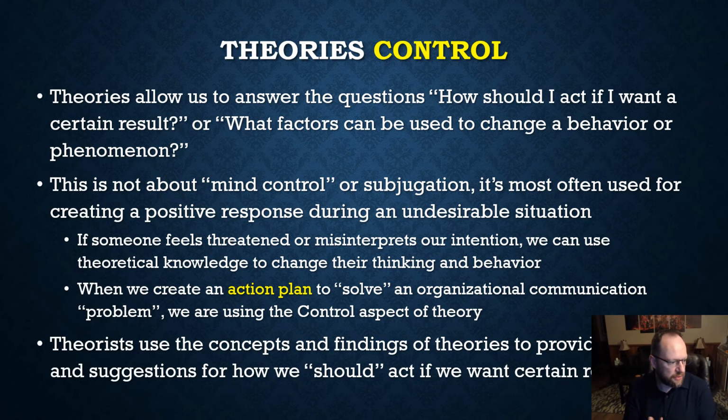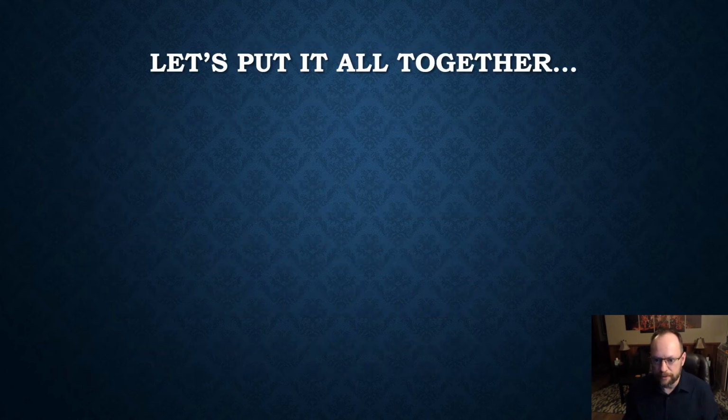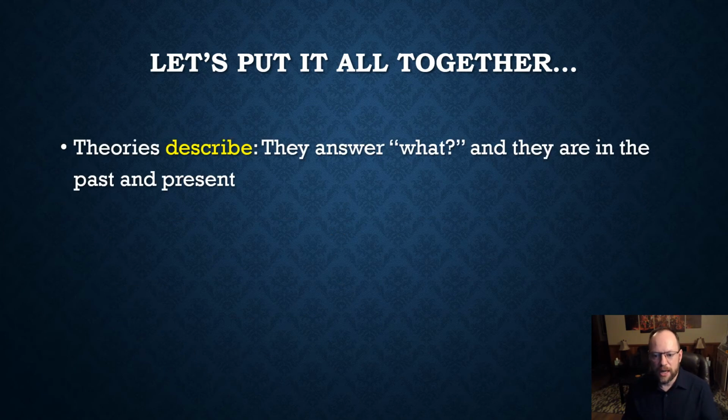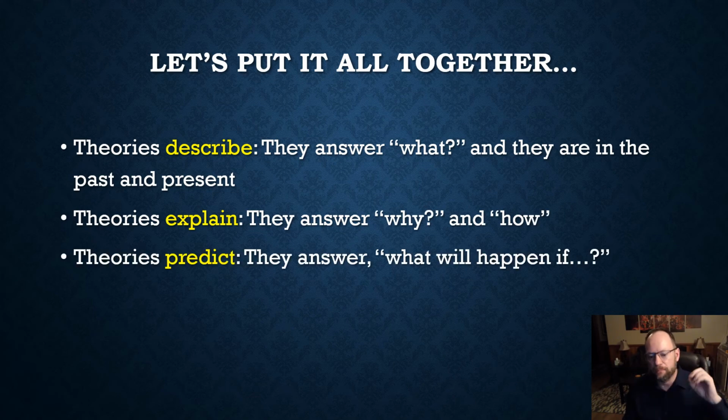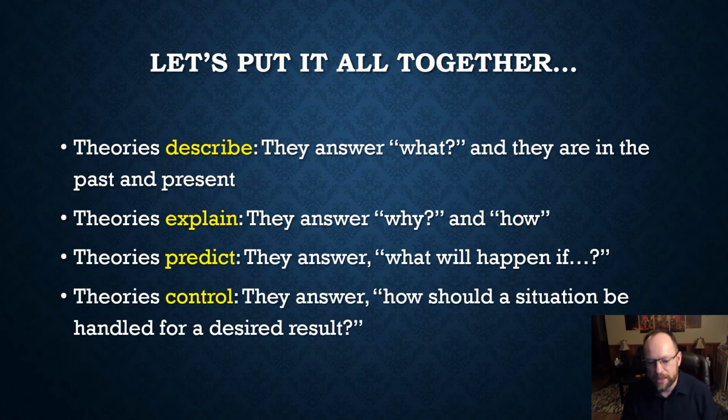All right, so theorists use the concepts and findings of theories to provide advice and suggest how we should act if we want certain results, right? So if we want people to act in a certain way, then there's certain ways that we can act to make that happen based on theory. All right, so it describes what is happening in a situation, it explains why and how it's happening, it predicts what will happen if this happens, what can we expect, and it controls. How can a situation be handled to get a desired result that we have?